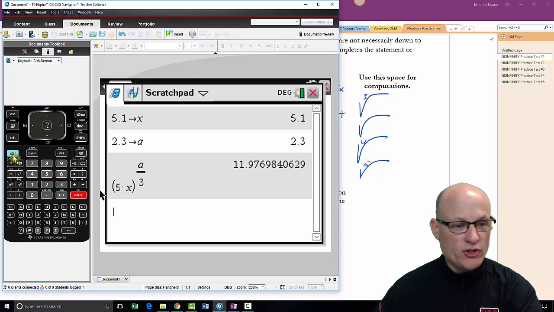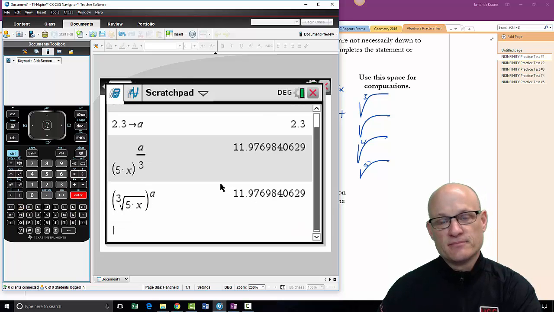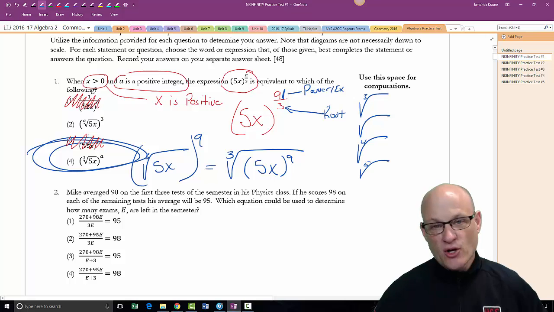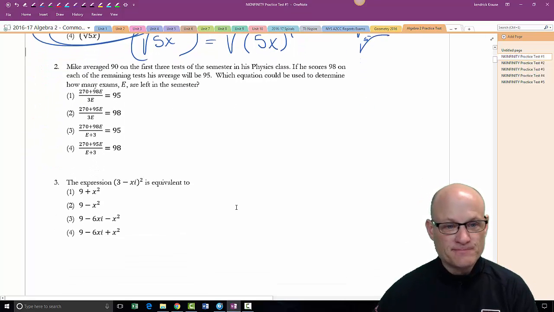And then we're going to do the cube root of 5x. Oops. I forgot that whole thing had to be in parentheses. Raised to the a. Oh, look at that. They're the same. Now, you should know how to do these problems, but that's a nice way to cheat.